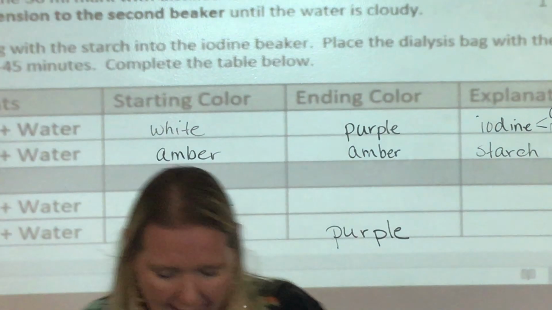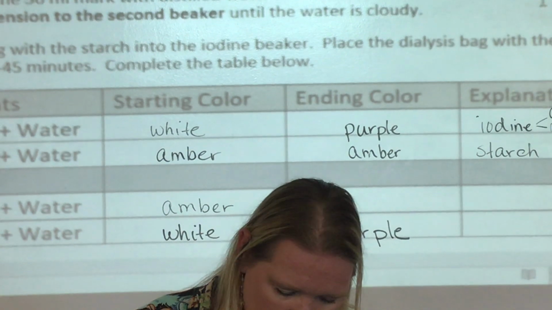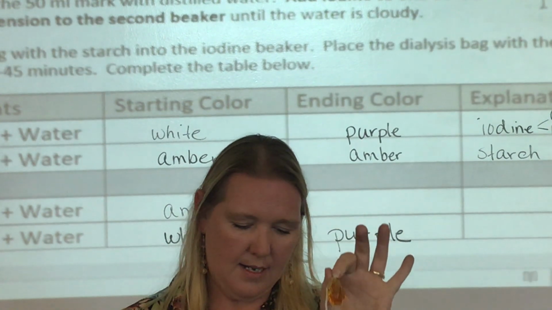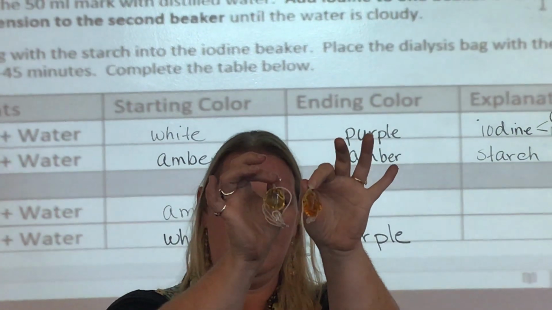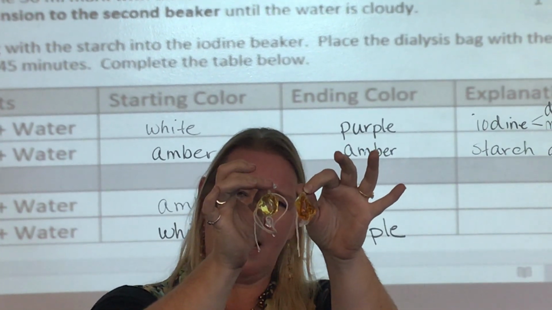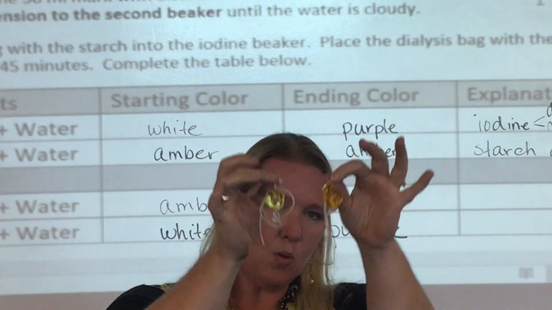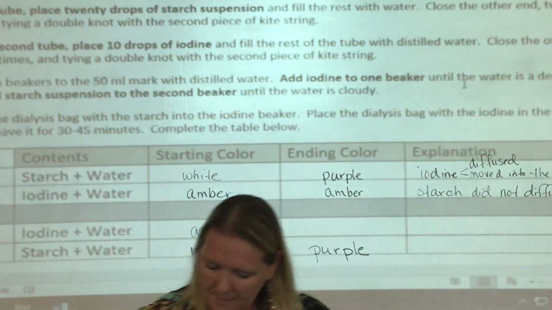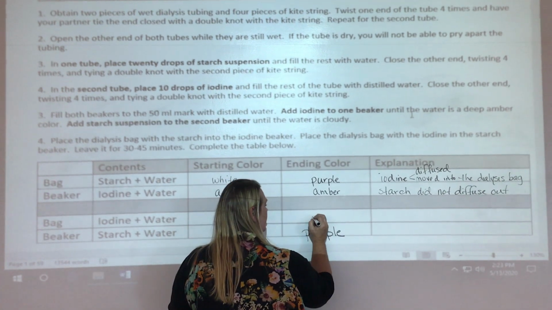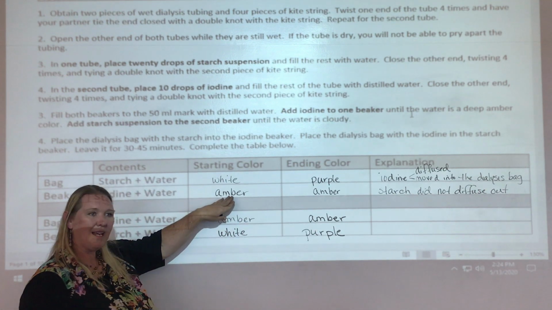So if we look at the bag, the dialysis bag that has iodine in it, here's the before, and here is the after. A little bit different concentration, a little bit brighter yellow versus not as bright yellow, but not purple or black. So both of them still only have iodine inside of them. This iodine bag started amber color and finished amber color.